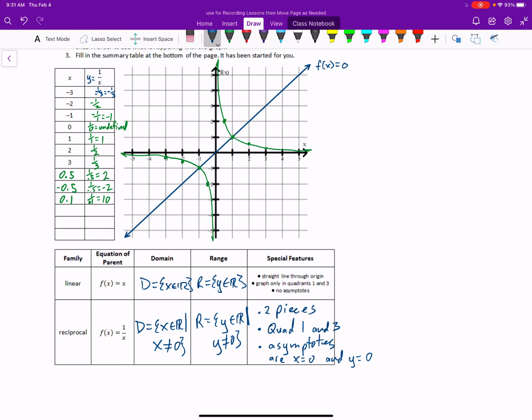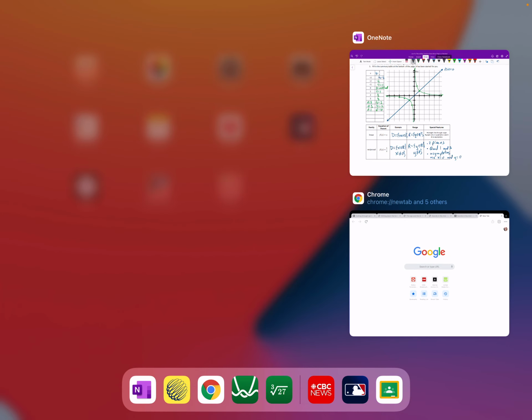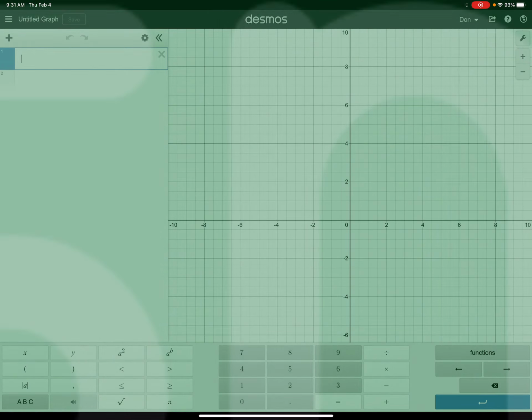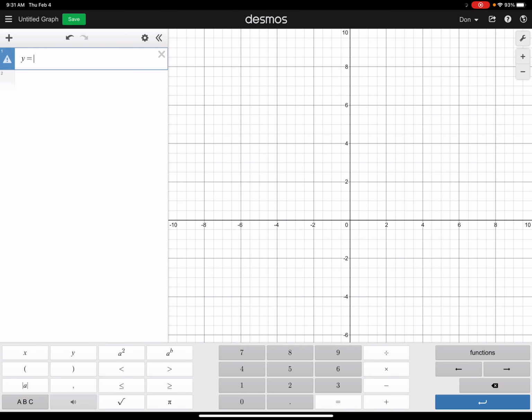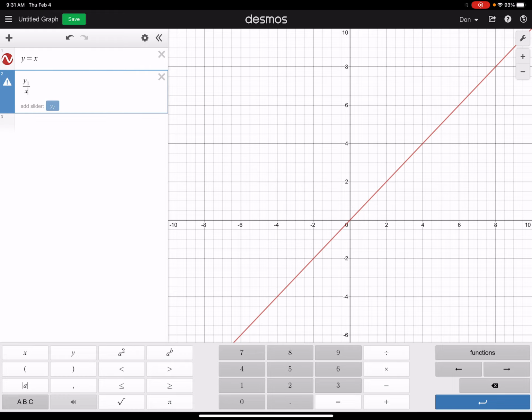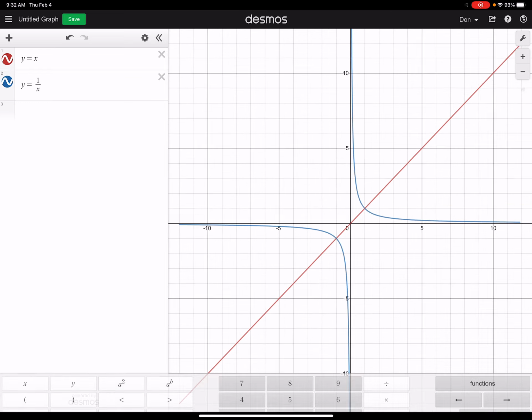So, of course, I did this by hand as far as filling in the points goes, but we have Desmos. You can use Desmos as well. You could type in the equation in Desmos and check it out. So y equals x, I can easily see there's the graph. If I did y equals 1 over x, then you can see that graph as well.